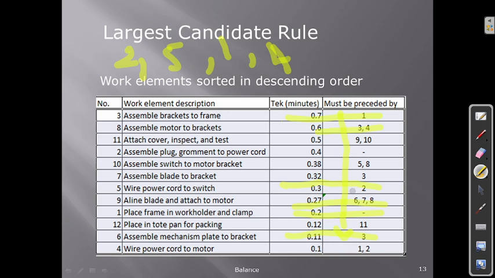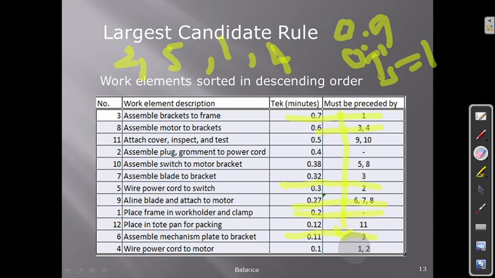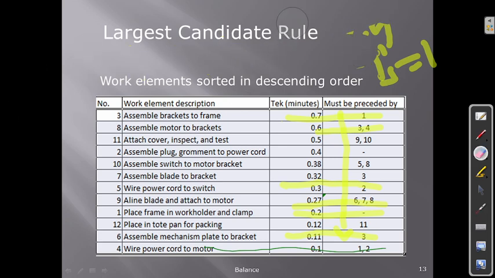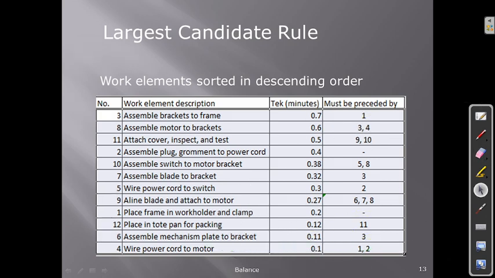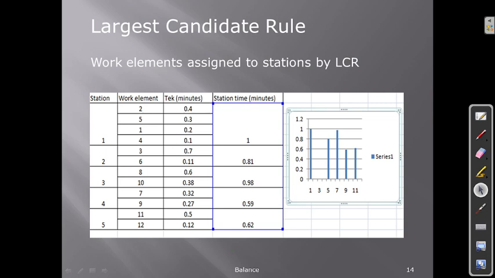We can take this. Already we have a TEK of 0.9 minutes there. It shouldn't be above the TS time. TS time is nothing but 1 minute. So we can add another 0.1 minutes. If we add 0.1 minutes, it is equal to TS time. So we will take this also. Okay. Then this table column will become like this. Station 1 is completed.